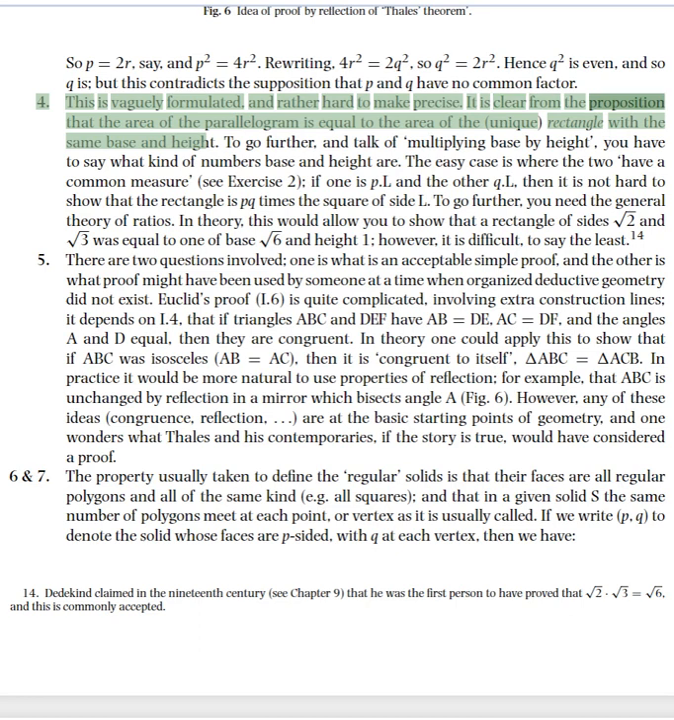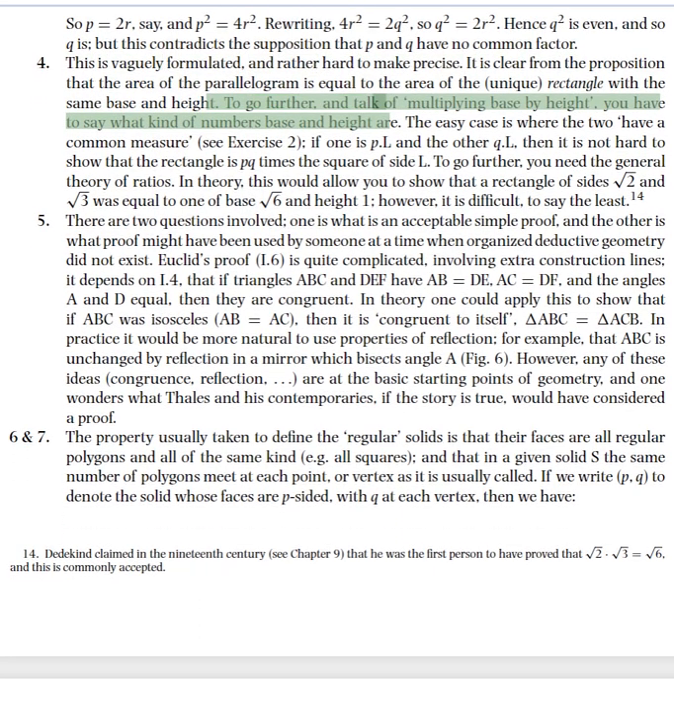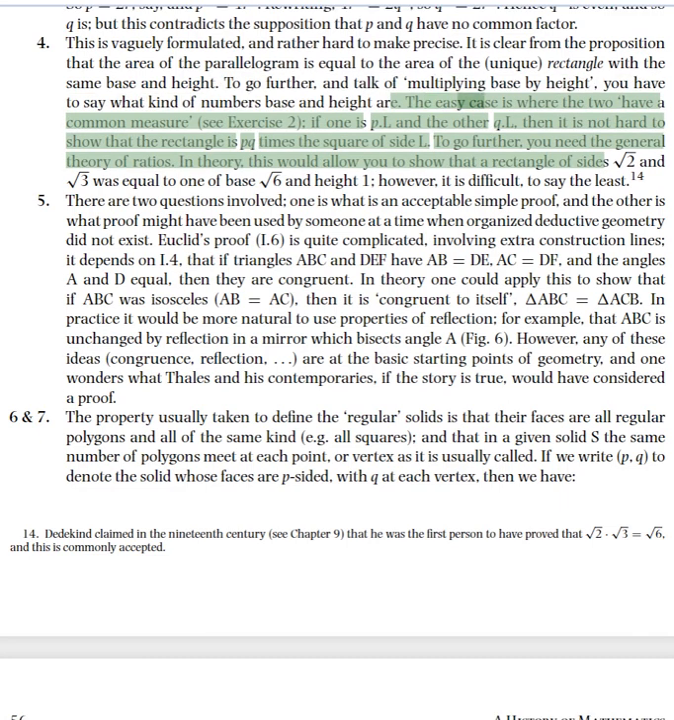It is clear from the proposition that the area of the parallelogram is equal to the area of the rectangle with the same base and height. To go further, and talk of multiplying base by height, you have to say what kind of numbers base and height are. The easy case is where the two have a common measure. If one is PL and the other QL, then it is not hard to show that the rectangle is PQ times the square of side L. To go further, you need the general theory of ratios.